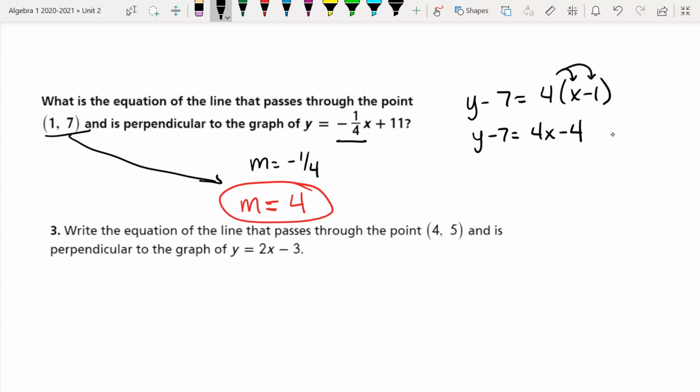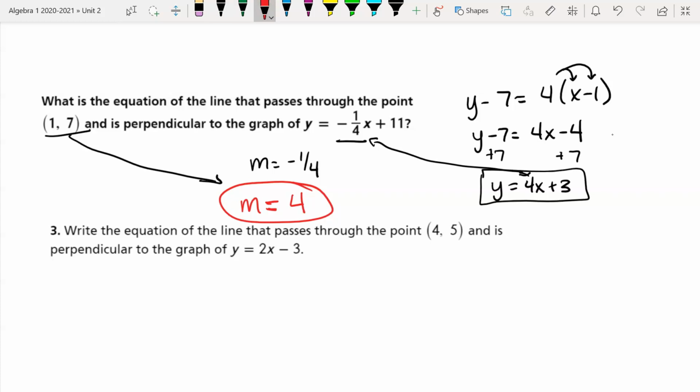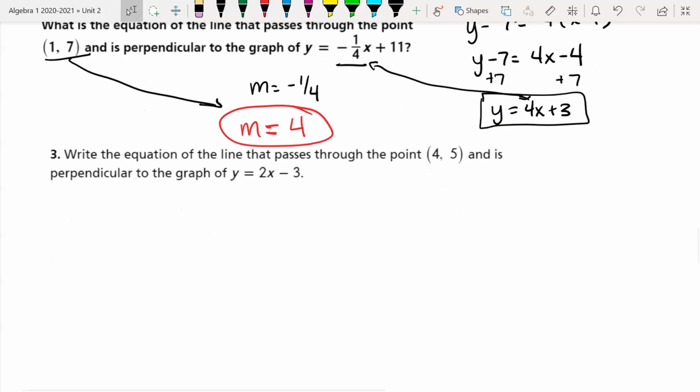Get 4x minus 4. I'm going to add 7. Get 4x plus 3. Notice my slopes are opposite reciprocals. Okay? I want you to pause the video and try this next one.